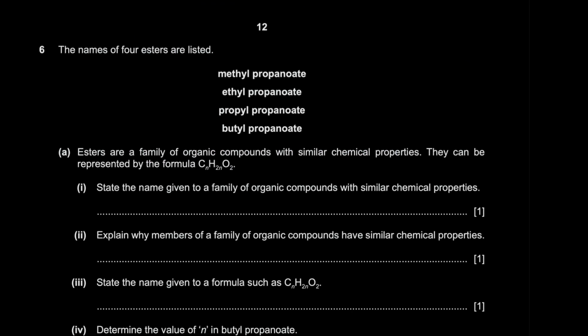That's our answer. Esters are a family of organic compounds with similar chemical properties. They can be represented by this formula. State the name given to a family of organic compounds with similar chemical properties. And they're trying to ask us for the homologous series.